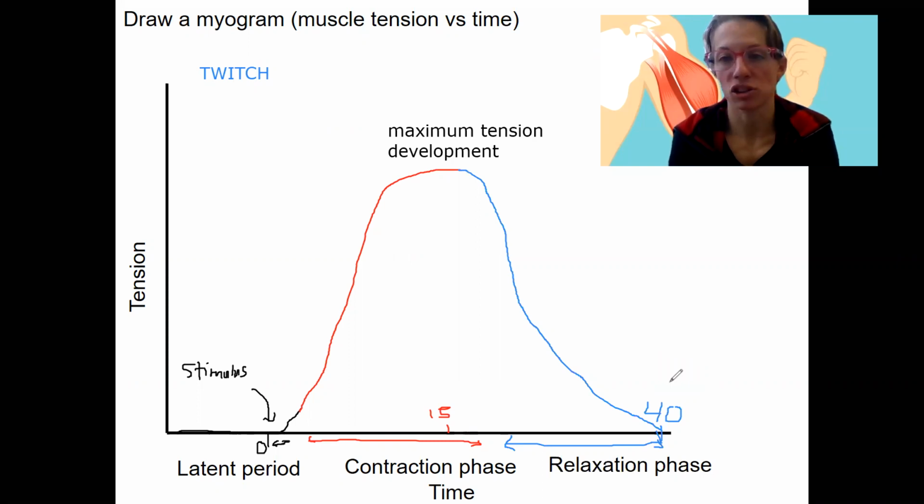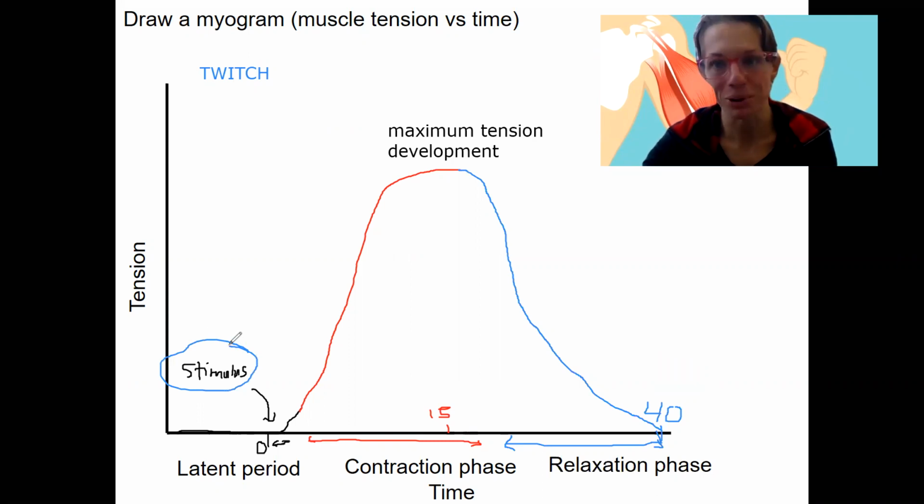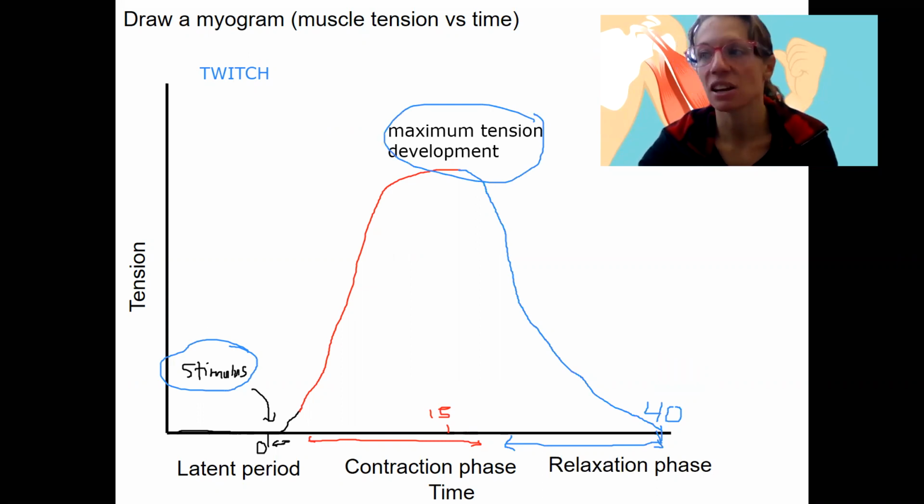So if we want to actually have movement, fluid movement, we have to either increase the frequency of action potentials, so instead of just one stimulus, having multiple, or we can increase the number of muscle fibers that are firing. Those are two ways to change the maximum tension that can be developed. So we'll get to both of those next.